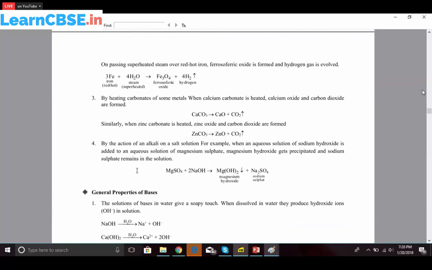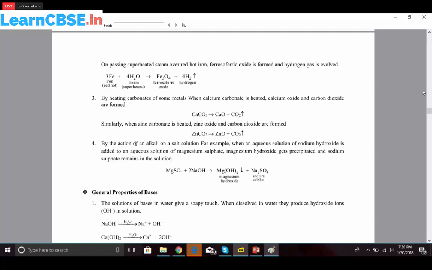Then, by heating the carbonates: whenever we heat the carbonates, we get carbon dioxide gas, along with the oxides of the metal. This is called thermal decomposition of the carbonates. So when calcium carbonate is heated, carbon dioxide gas comes out, along with the metal oxide, CaO. Similarly, when zinc carbonate is heated, we get zinc oxide along with carbon dioxide gas.